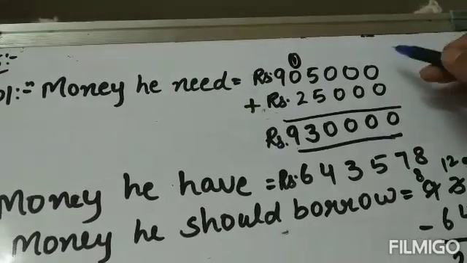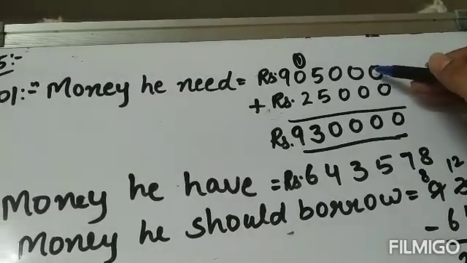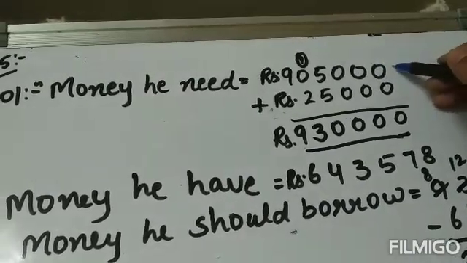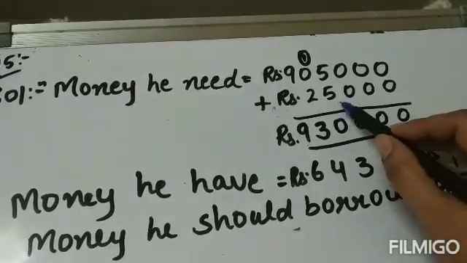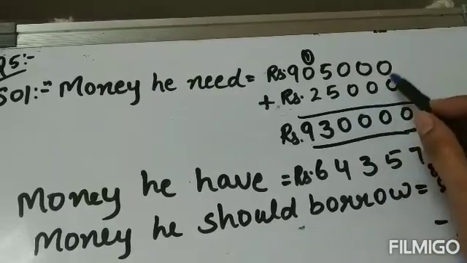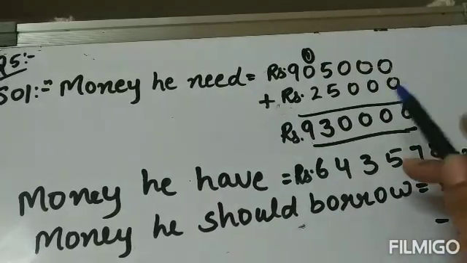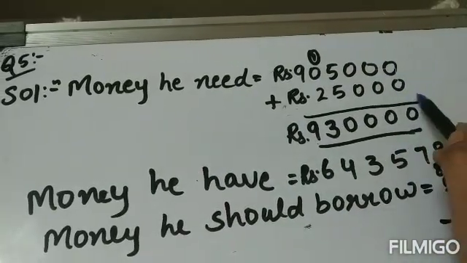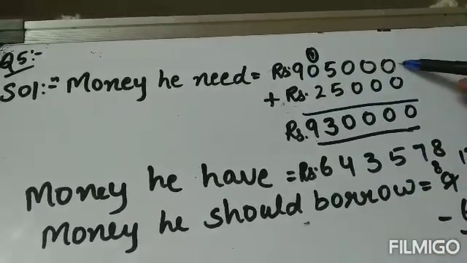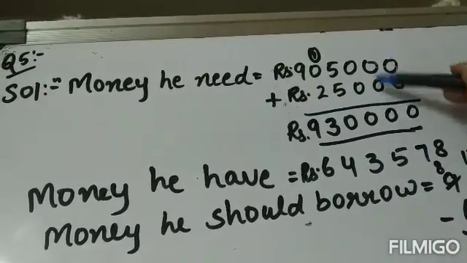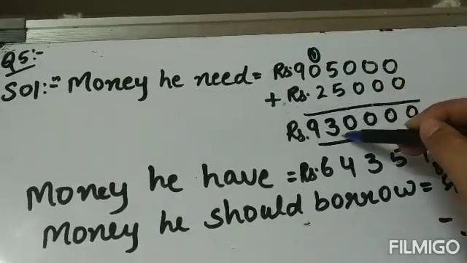See, the cost of the machine is 9,05,000, and he wants that after buying the machine he is left with 25,000. So we will add these two amounts. The money he actually needs is the sum of these two amounts. When we add, 0 plus 0 is 0, 0, 0, 5 plus 5 is 10, 1 carry, 2 plus 1 is 3, and 9.